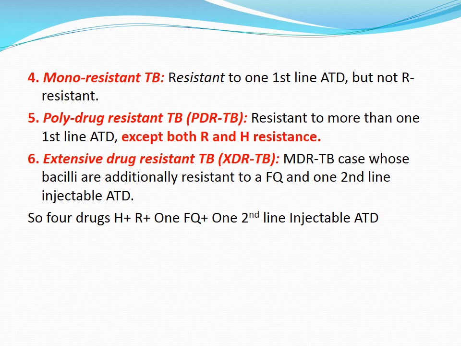So which are the fluoroquinolones? Yes, ofloxacin, levofloxacin, moxifloxacin or ciprofloxacin. And which are the second line injectable antitubercular drugs? Kanamycin, amikacin and capreomycin. So here the bacilli are resistant to a total of four effective bactericidal drugs, which are the most efficacious drugs we have till date, that is H plus R plus one of the fluoroquinolones plus one of the second line injectable antitubercular drugs.